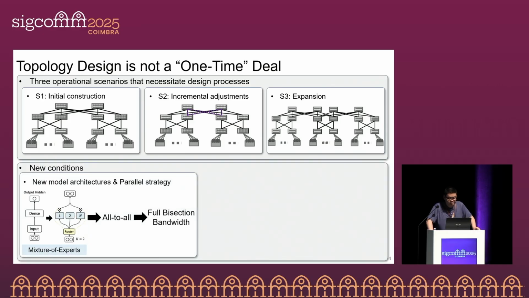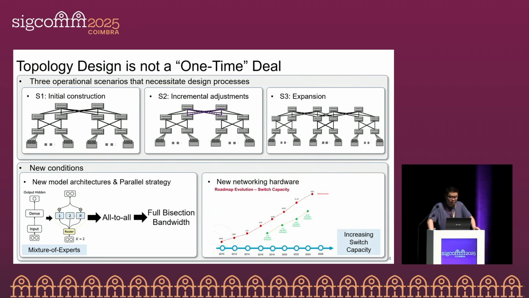Beyond that, new model architectures and parallel strategies bring new traffic patterns, which impose new requirements on the topology. And the network hardware itself keeps evolving. The switch throughput has been doubling about every 2 years, and we are at 51.2 Tbps now.